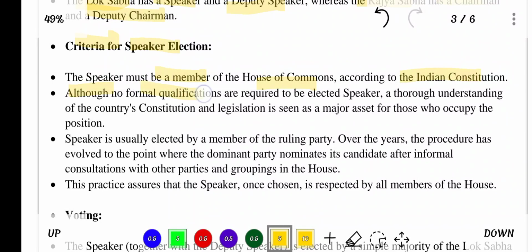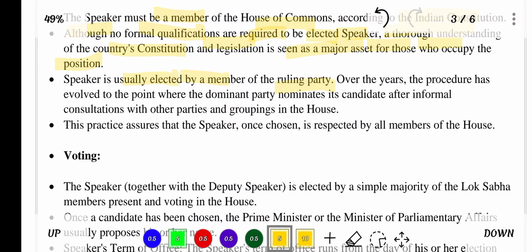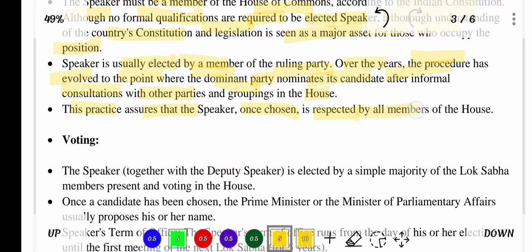Although no formal qualifications are required to be elected as a Speaker, a thorough understanding of the country's constitution and legislation is seen as a major asset for those who occupy the position. The Speaker is usually elected from the ruling party. Over the years, the procedure has evolved to the point where the dominant party nominates its candidate after informal consultations with other parties and groupings in the House. This practice assures that the Speaker, once chosen, is respected by all members of the House.